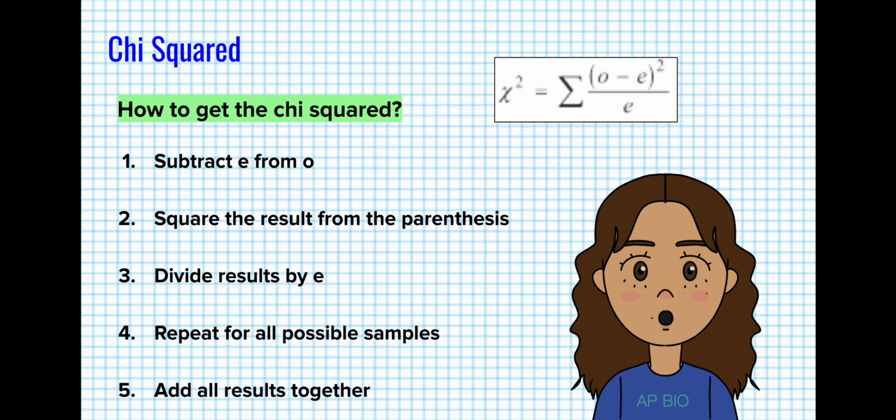Step 4. Repeat steps 1 through 3 for each data point. Step 5. Add all the results from step 4 together. The result is the chi-squared of the given dataset.